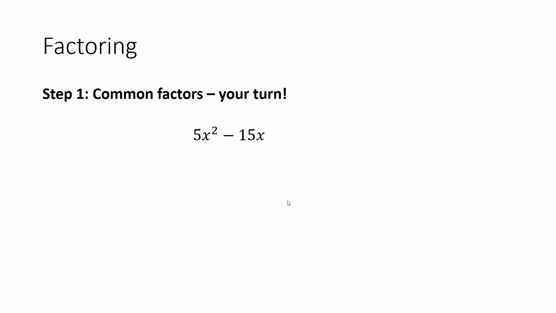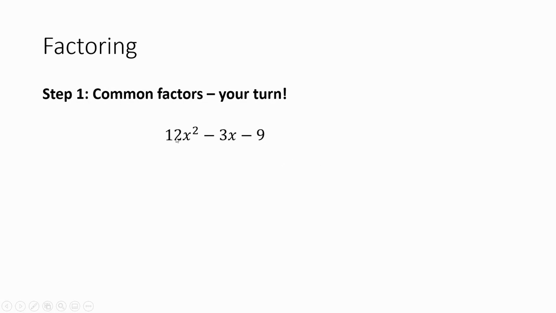Your turn. So if you pause the video and then rejoin when you think you've factored this completely, we can take out the number 5 as a factor from both of these, and we can take out an x as well. If we do that a step at a time, you take out the 5, you get x squared minus 3x, and then you take out an x, you get 5x times (x minus 3).